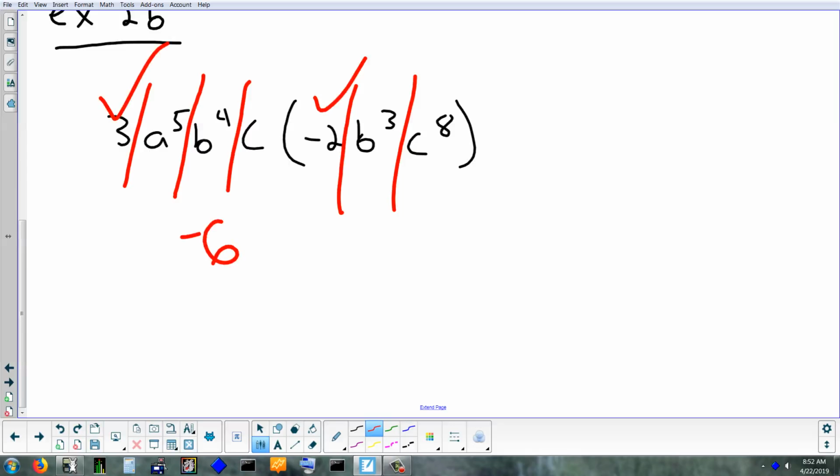If I'm going in alphabetical order, A is the first thing. I got A to the 5th. Do I have anything else with A as a base? No. So what am I going to write? It's A to the 5th. Nice. That's done. And if you don't want to check them off, you don't have to. I'm just showing you how we're going through each thing.